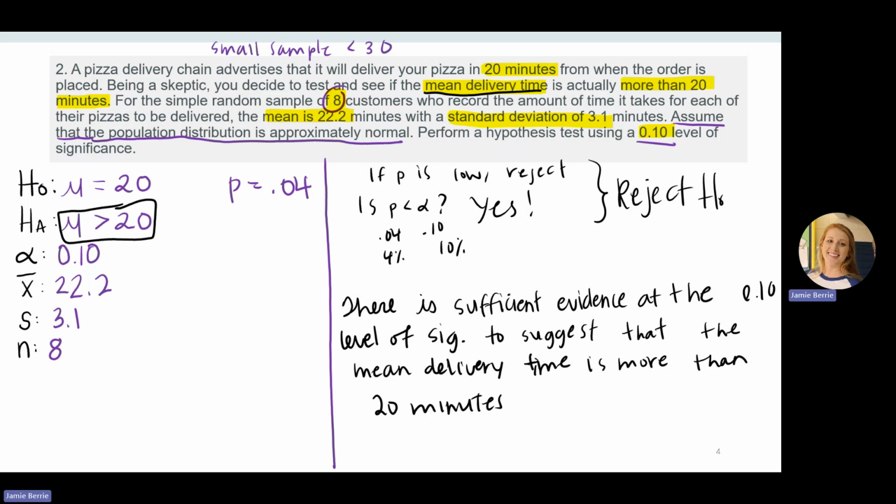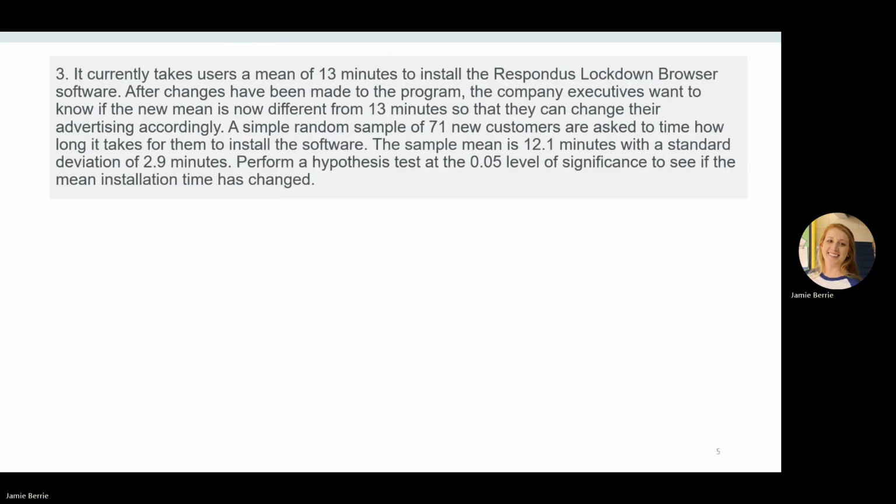All right, let's look at another one. Oh, this is our last one. It currently takes users a mean of 13 minutes to install the Respondus Lockdown browser software. After changes have been made to the program, the company executives want to know if the new mean is now different from 13 minutes so that they can change their advertising accordingly. A simple random sample of 71 new customers are asked to time how long it takes for them to install the software. The sample mean is 12.1 minutes with a standard deviation of 2.9 minutes. Perform a hypothesis test at the 0.05 level to see if the mean installation time has changed.